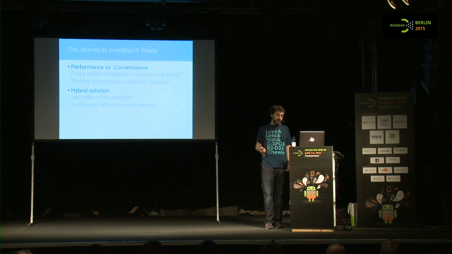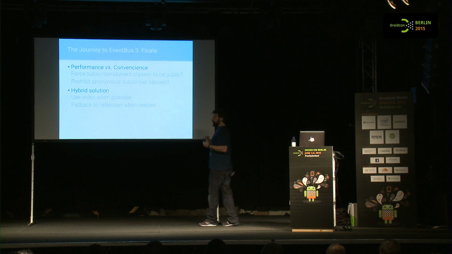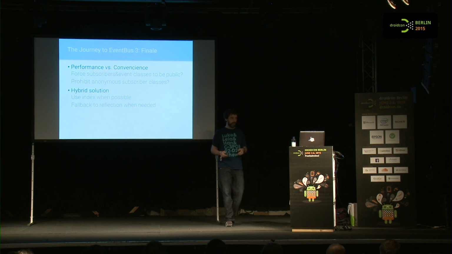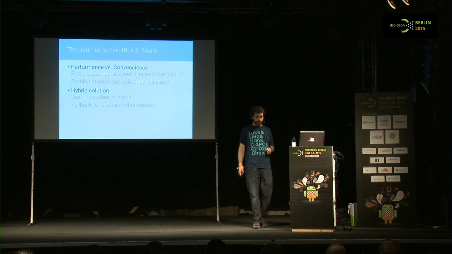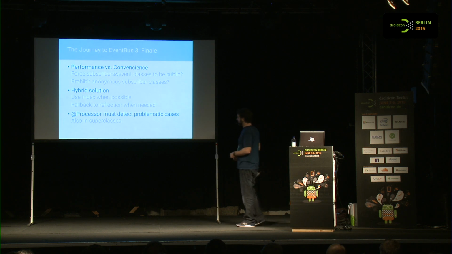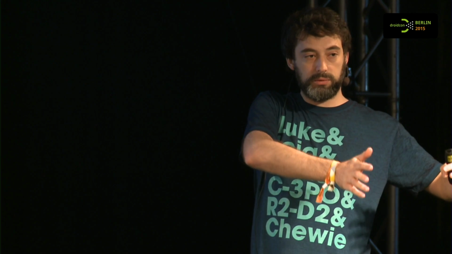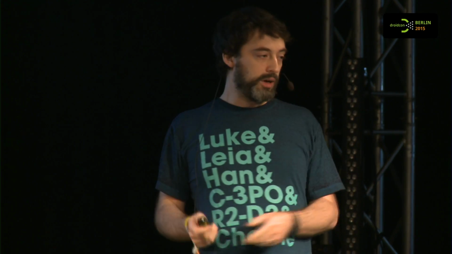And I think the right solution is to go hybrid here. Whenever it's possible, EventBus should use the index, and if it's not possible, it should fall back to reflection. This means the annotation processor has to detect everything that won't work during build time, right? So it knows, okay, this case is fine for indexing, and this case is fine for reflection.